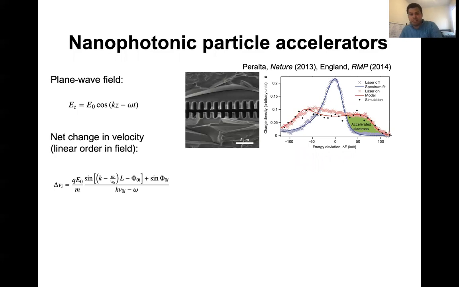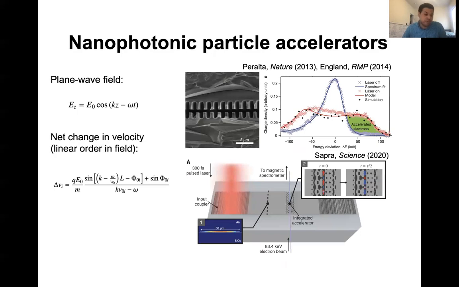You have some kind of dielectric grating with a channel. The electrons move through the channel and then get either accelerated or decelerated by tens of kilo electron volts. And people are also exploring inverse design nanostructures for this kind of problem.